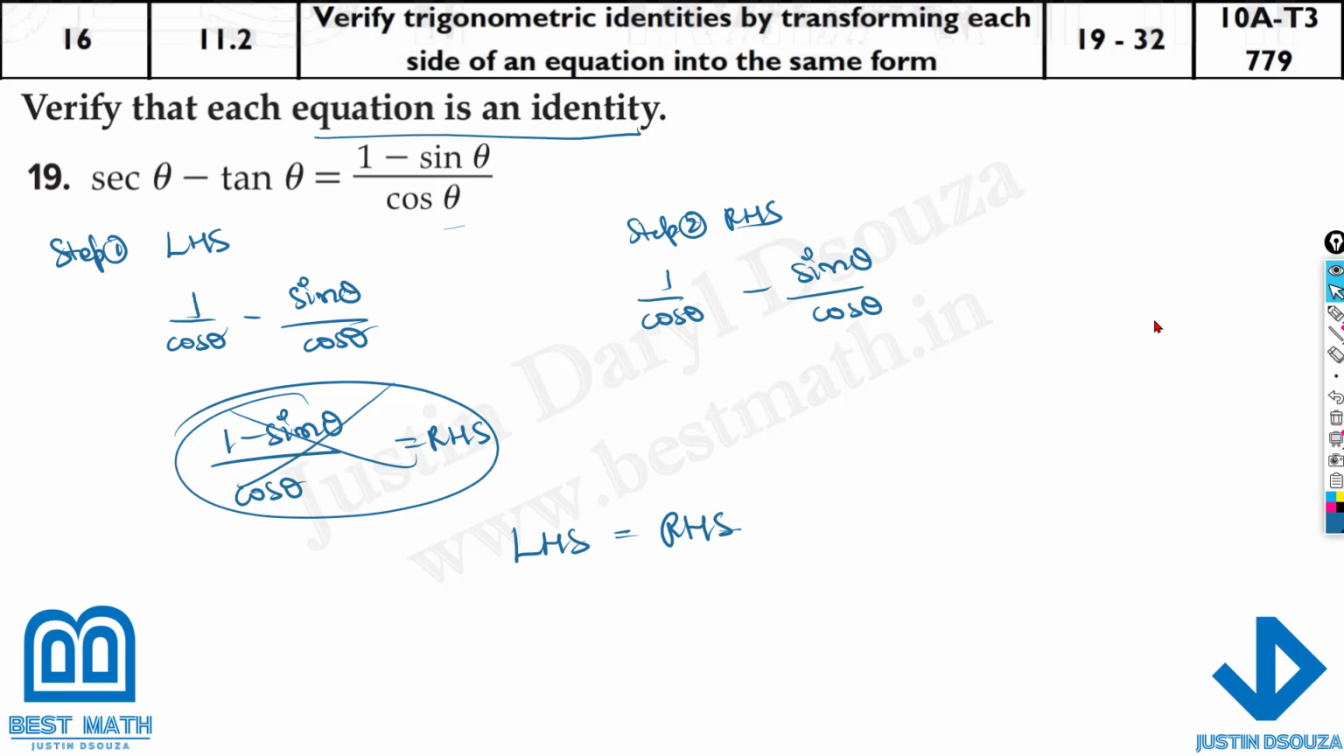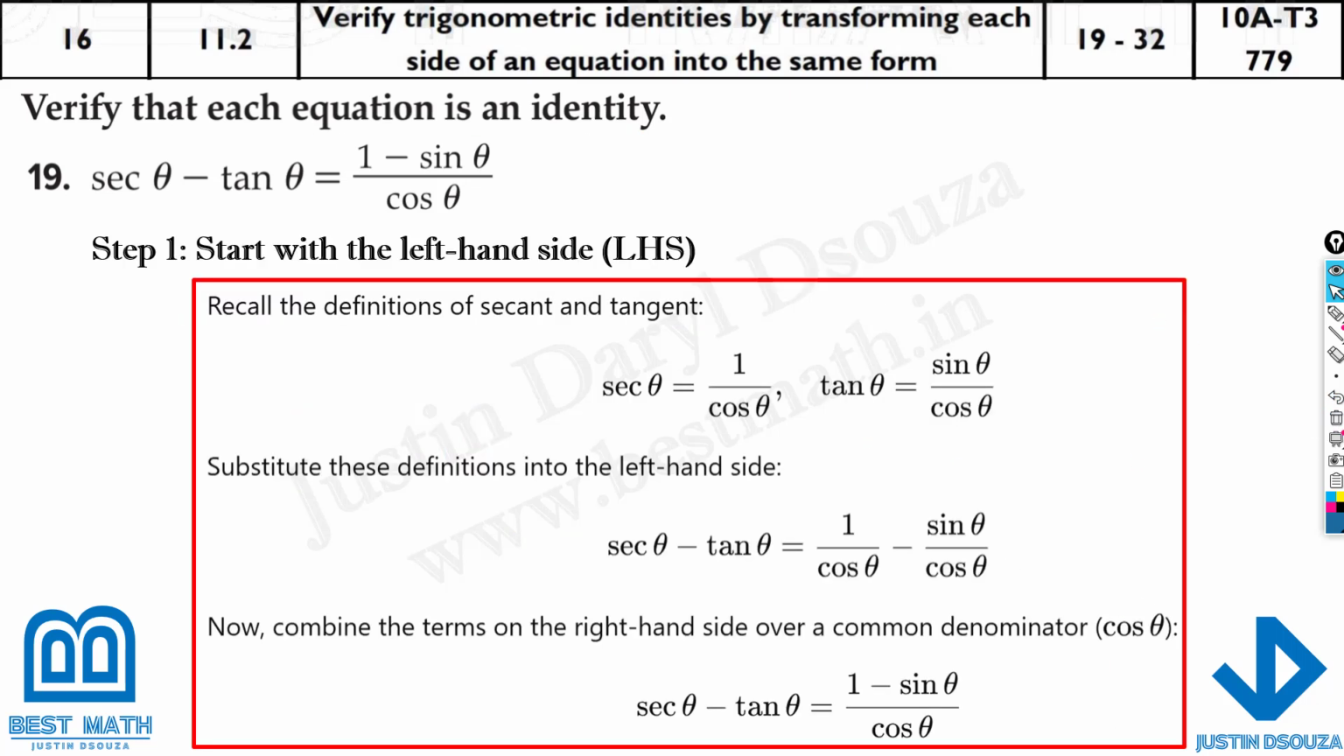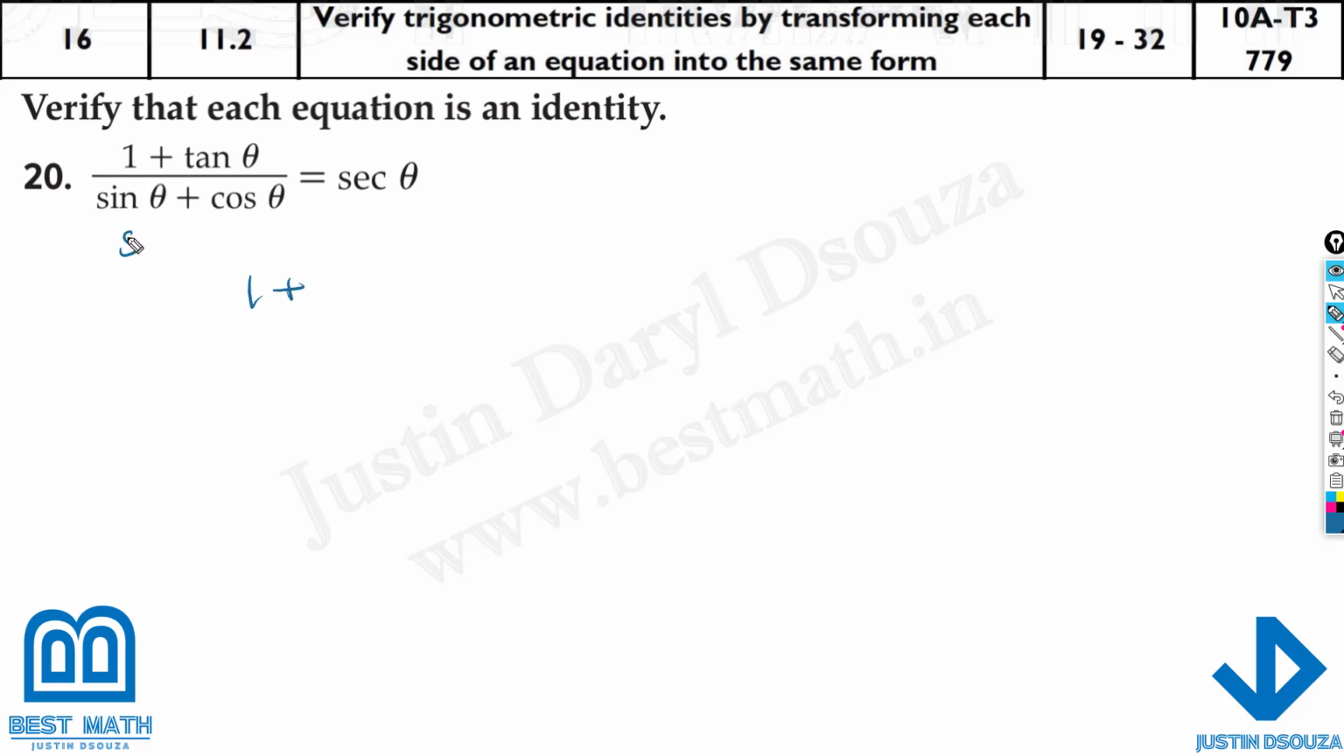This is a simple one. Let's go to more complicated ones. Here the step-by-step solution is also there. You can refer to it later. What about this problem here? Now again, I'll stick to the same thumb rule. Whenever I see terms other than sine and cosine, I try to simplify them.